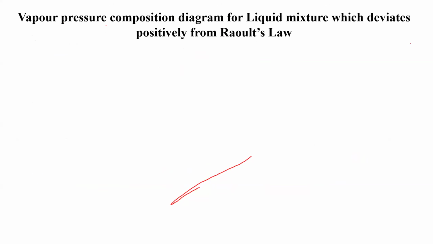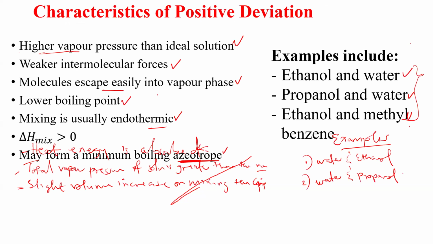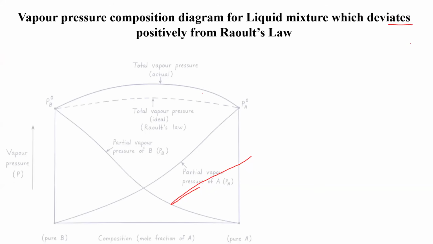Now, how does a vapor pressure composition diagram of a liquid mixture which deviates positively from Raoult's law look like? We have already seen the characteristics. There is a higher vapor pressure than normal for the ideal, because we saw that for the ideal, it is a straight line. But on the other one, it will be deviating positively and will be higher. Look at that.